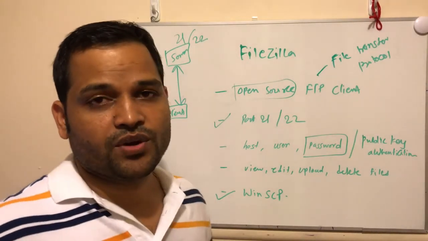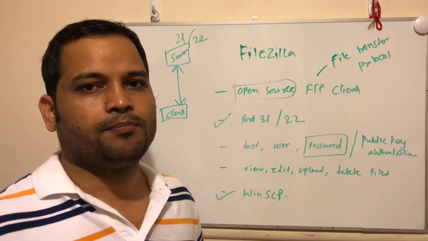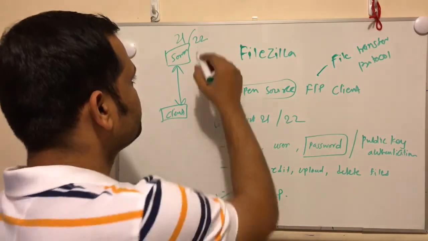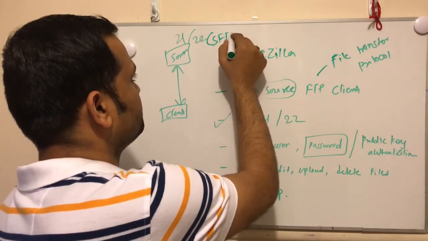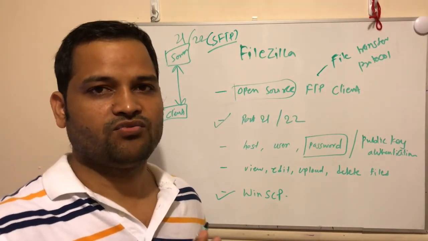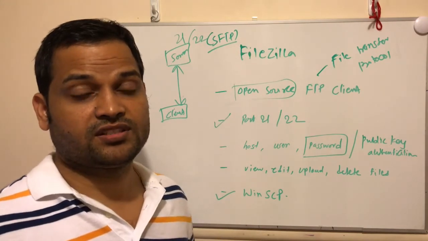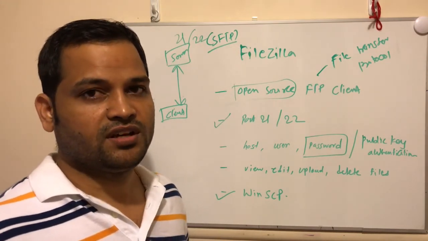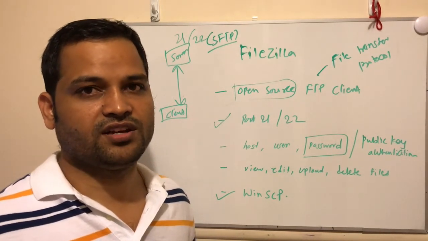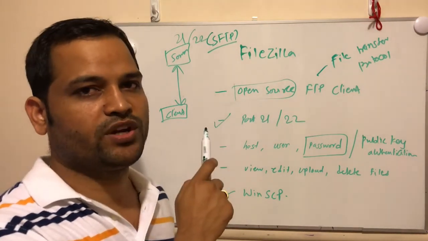Now what's the difference between 21 and 22? On port 21 the protocol runs without extra security, but on port 22 secure FTP protocol runs. Port 21 is just FTP, simple file transfer protocol. But on port 22 it runs secure FTP protocol, which means it is more secure. So if you are worried about the security of your server or the files, then I recommend you connect to your server through SFTP, that is on port 22.